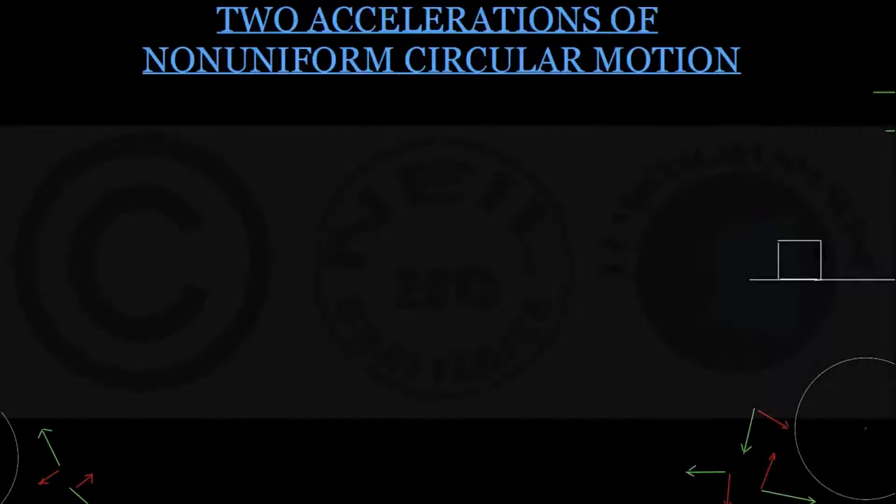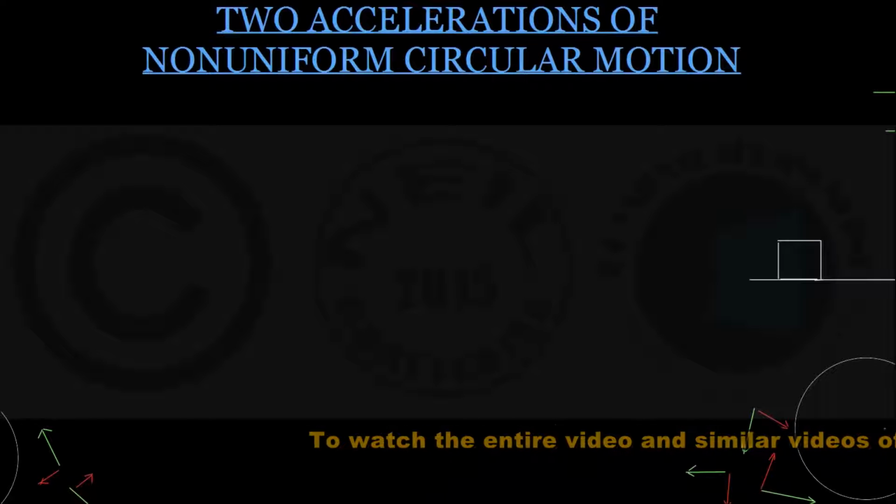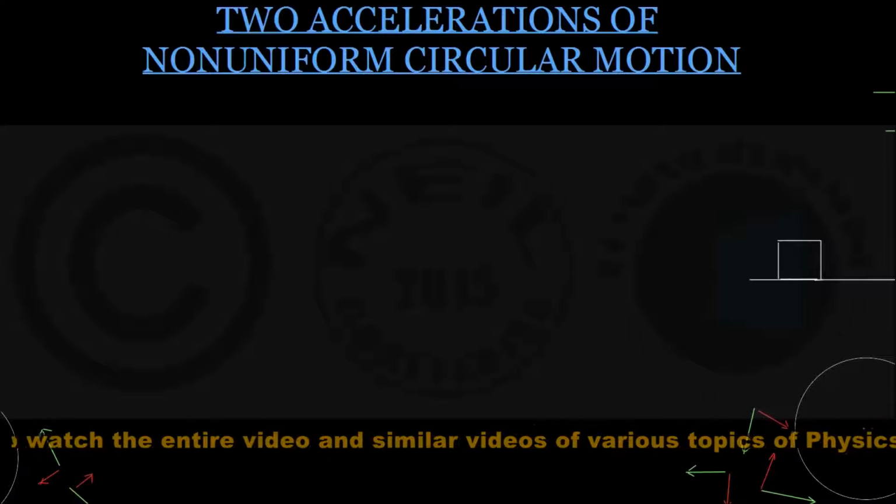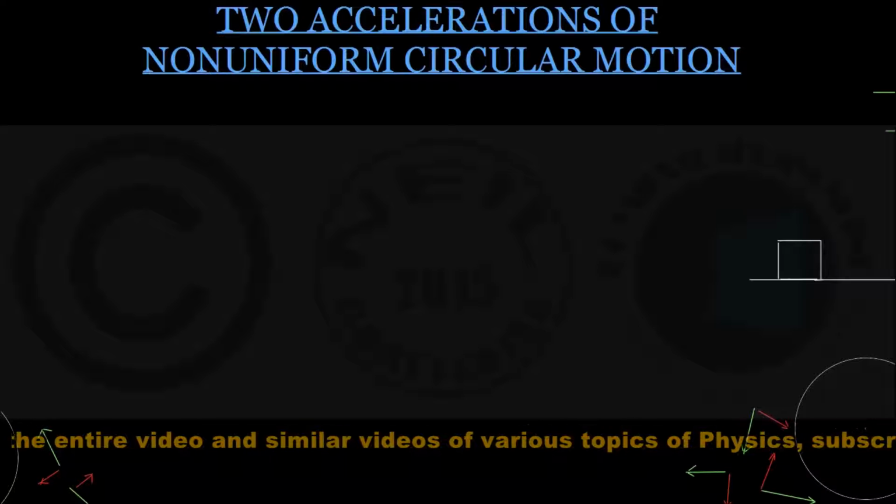Now, in a previous lecture, we have learnt about centripetal acceleration in uniform circular motion. We have also learnt uniform circular motion means the speed of the particle remains constant while moving in a circle. And you see that there is only one acceleration in such a motion, that's centripetal acceleration. As the name suggests, this acceleration is pointing towards the center of the circle.